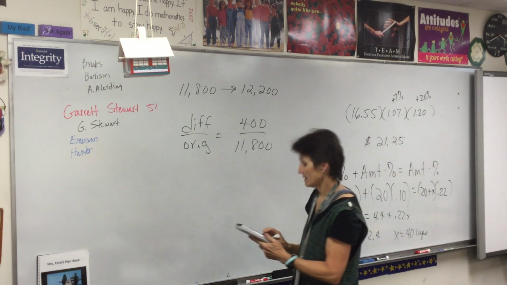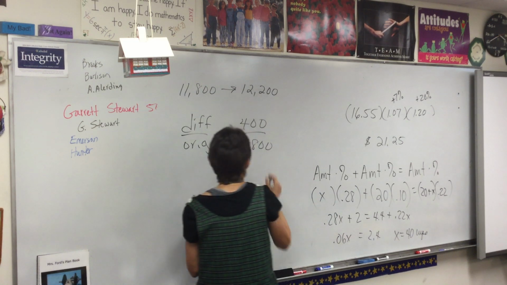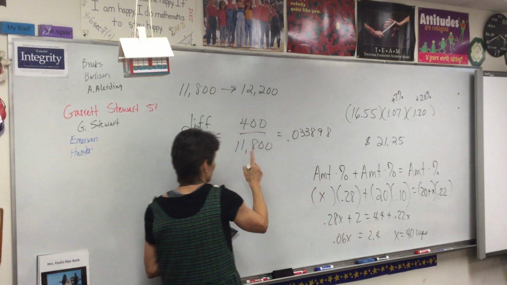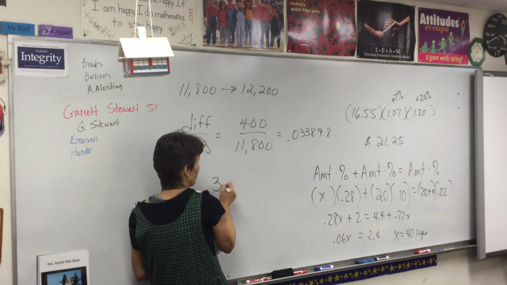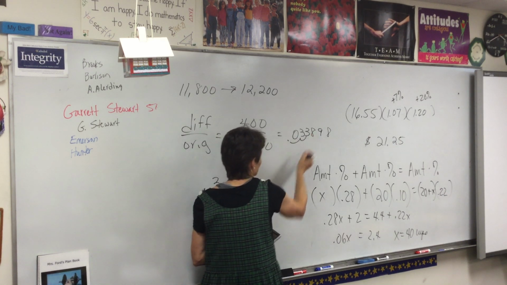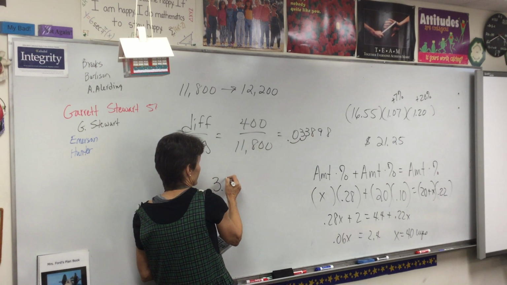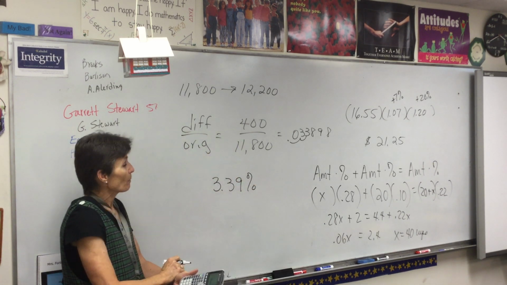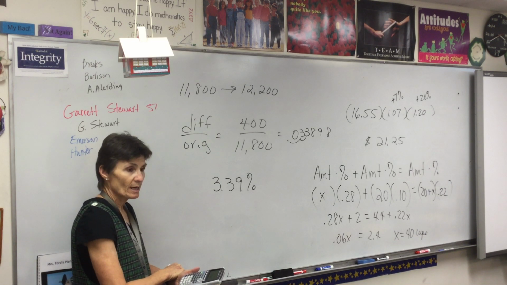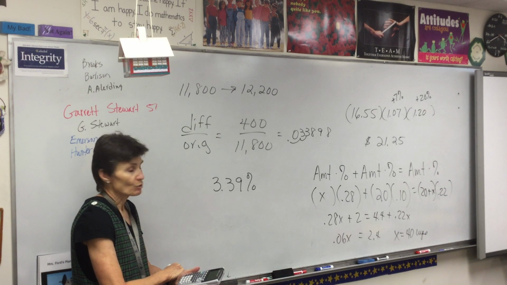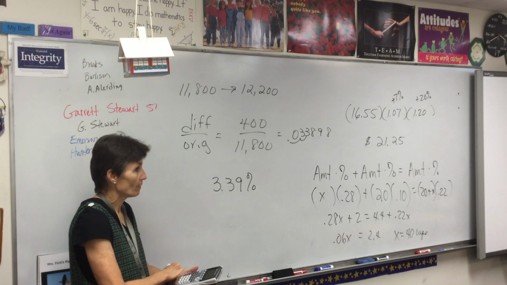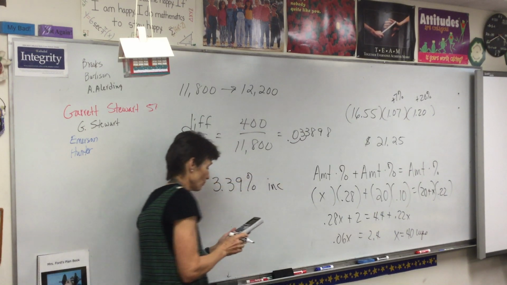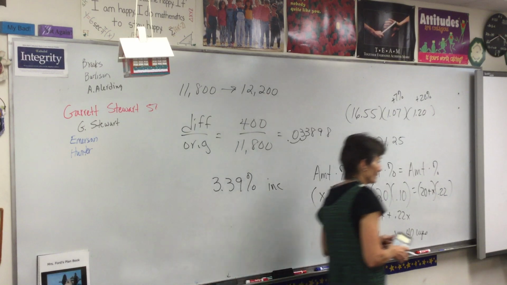So 400 divided by 11.8 gives me decimally 0.033898, but percentage-wise, that would be 3. You could say 4 or 3.9, depending on what the rounding directions are. 3.4 would be to the nearest tenth. 3.39 would be to the nearest hundredth. So just depending on what the rounding instructions are on the test. And that is an increase. So it went up 3.39 or 3.4%.